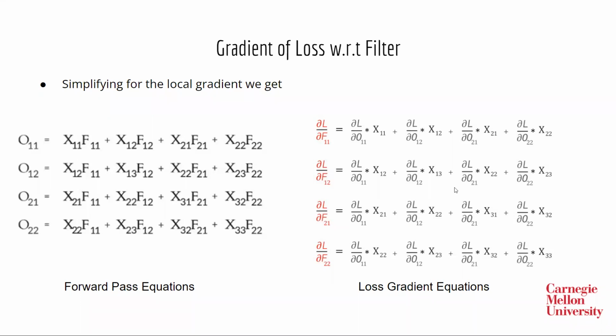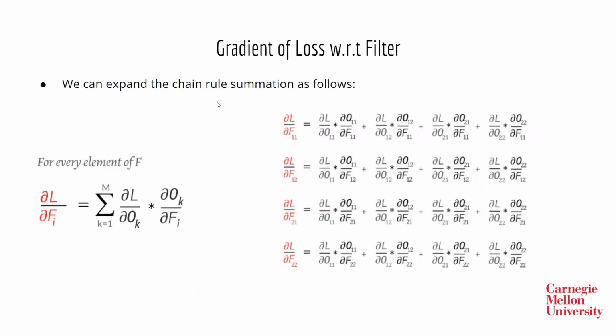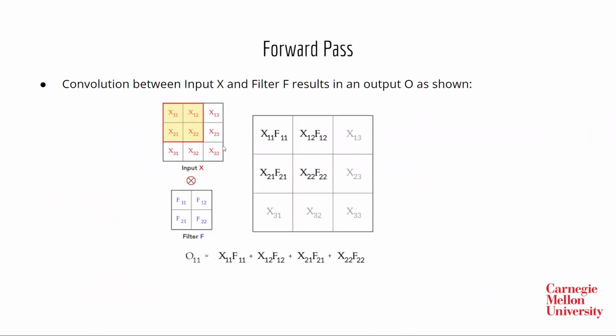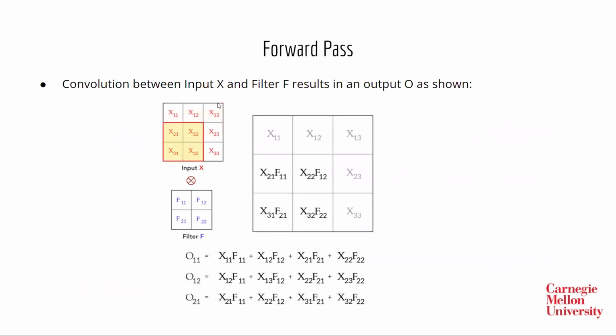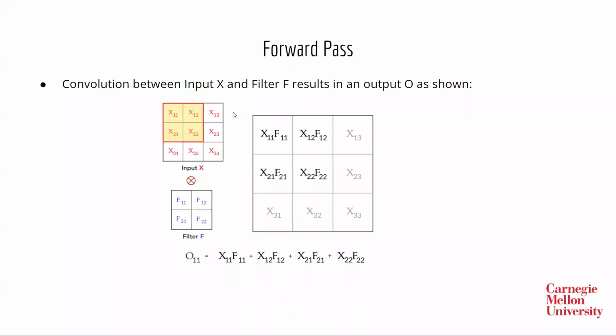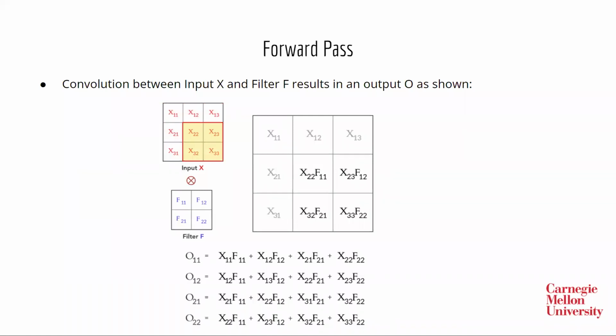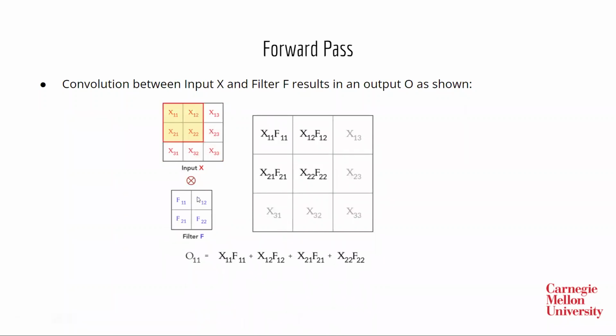Yeah, go on. Can you explain the nomenclature once? What is 1,1, what is 1,2? Okay, yeah. So this is your input map where all of your inputs are like X11, X12, X13 in that order. And this is your filter, 2 cross 2 filter, F11, F12, F21, F22.